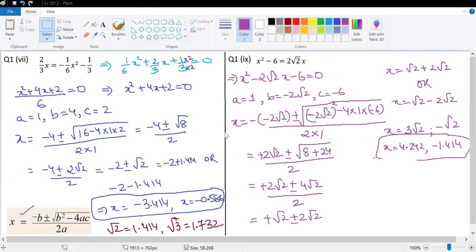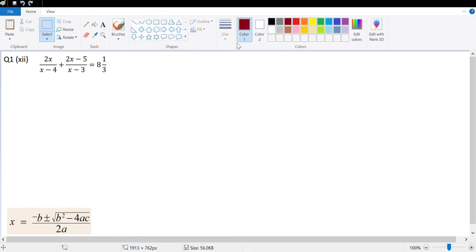Let's look at the next question. The next question that we do is question number 1, part 12. It says, okay, so we will have to first take the LCM and then cross multiply.